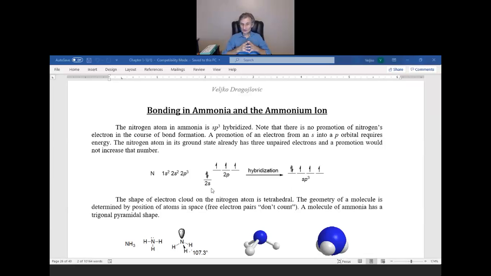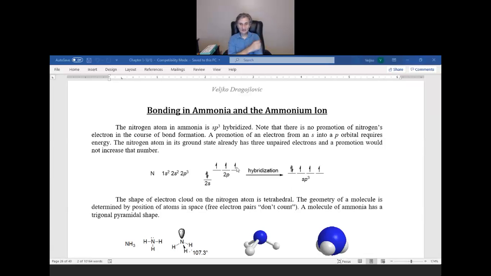There is no promotion in the course of bonding, because promotion of an electron from s to p orbital would not increase the number of unpaired electrons. And so there is nothing to be gained, because if an electron were to be promoted from s to p orbital, it would pair up with one of these. And so there's nothing to be gained.